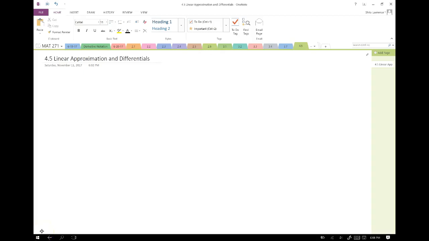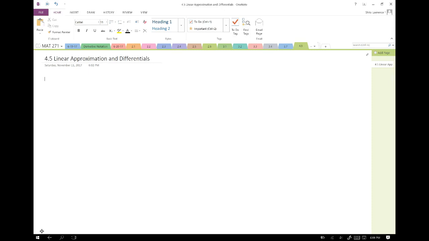In section 4.5, we're going to talk about linear approximations and differentials. We're going to do the linear approximations first. And here we're going to use derivatives to help us find some approximations, typically for function values that are really close by, some easy function values that we could do by hand. The idea here is usually to be able to do these without a calculator, but obviously you could use a calculator for anything.